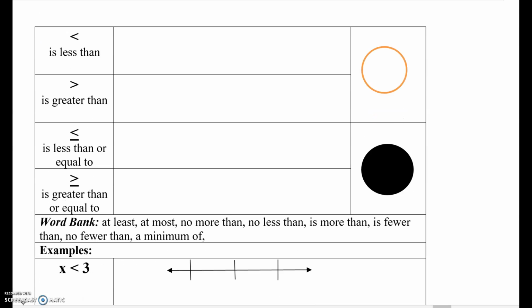So this is the first sheet you see, and I want you to take a minute and fill in the blanks up here using the words down here in the word bank. See if you can figure out which words mean is less than, which words mean is greater than, which words mean is less than or equal to, and then which words mean is greater than or equal to. Once you've gone ahead and tried that, continue the video and check and see if you got the right answers.